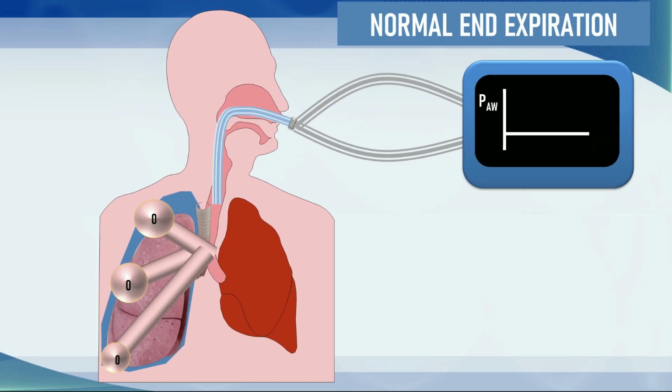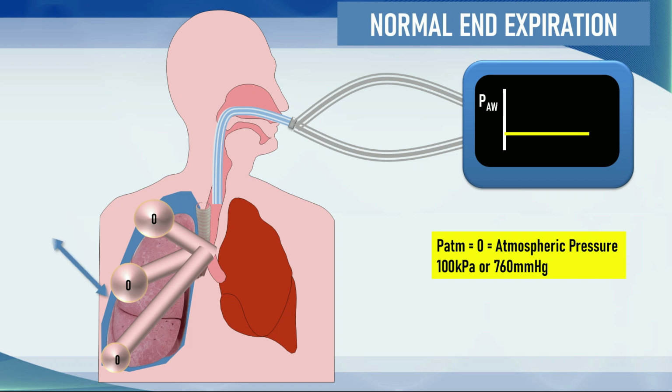When we look at normal end expiration, the pressures in all of the airways, from the mouth to the bronchi to the alveoli to the pleura, tend to equalize out at roughly atmospheric pressure. And the airway pressure should be at baseline, either at 0 or at PEEP.